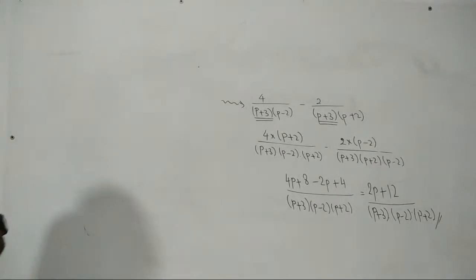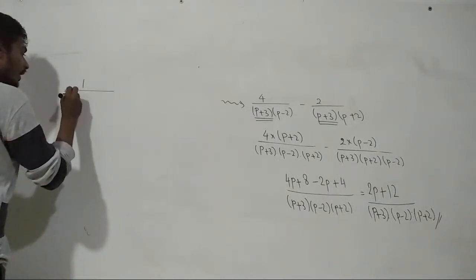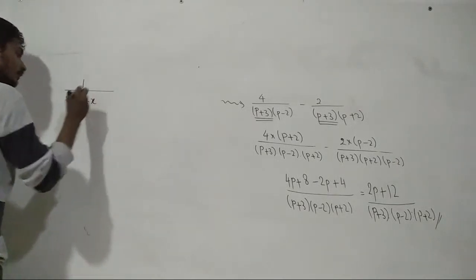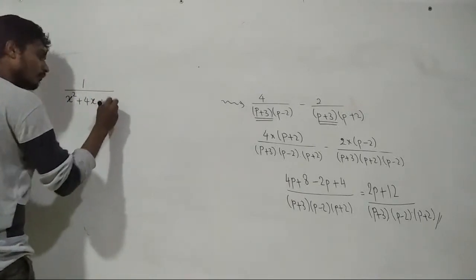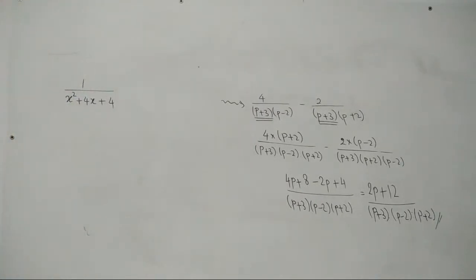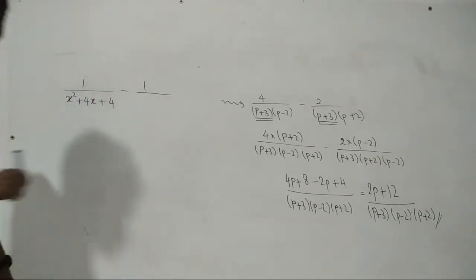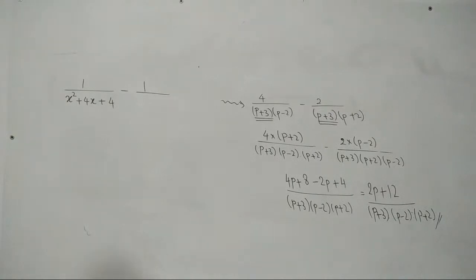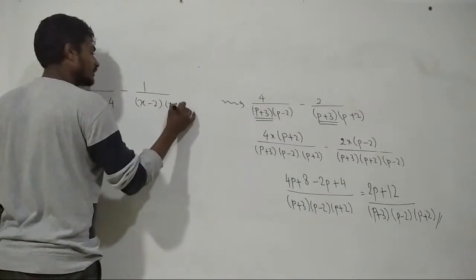So let's think about a problem like this. Let's say you have a problem like 1 over x squared plus 4x plus 4 minus 1 over x minus 2 into x plus 2. Okay, so you have x minus 2 into x plus 2.